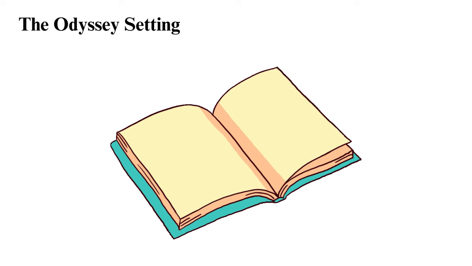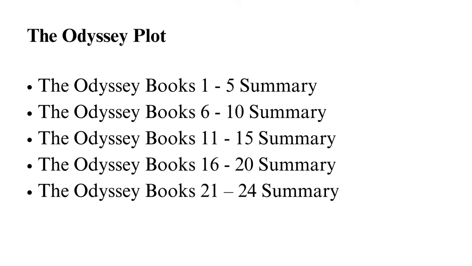The Odyssey plot. The Odyssey is divided into 24 books that have a chronological flow. This part will summarize what happens in the books. The summary will analyze a group of books together as indicated below: the Odyssey books 1 to 5 summary, books 6 to 10 summary, books 11 to 15 summary, books 16 to 20 summary, and books 21 to 24 summary. The Odyssey books 1 to 5 summary.